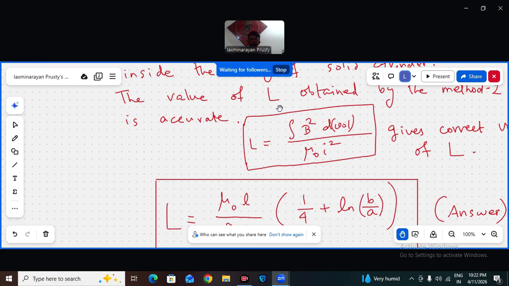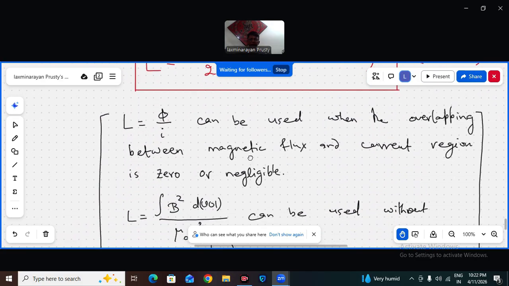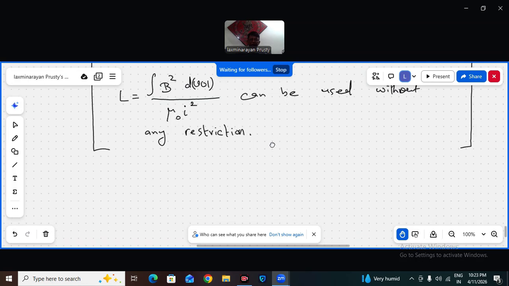Suppose you want to calculate the inductance of a current carrying solenoid. At that time you can use flux by I, assuming that the diameter of the wires is very, very small compared to the diameter of the solenoid. Understood? So now I think you have understood the whole thing.